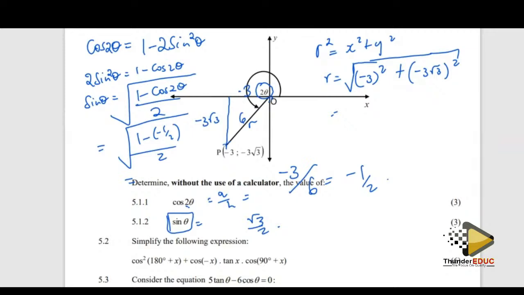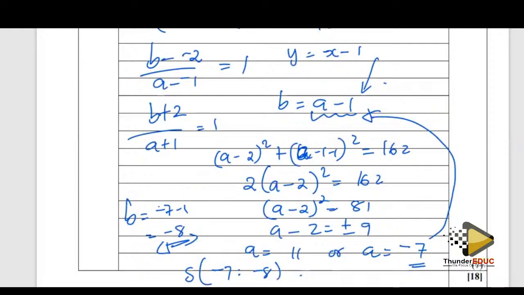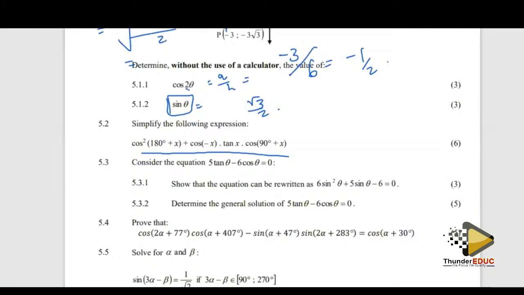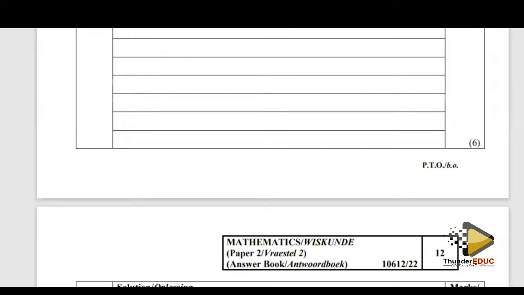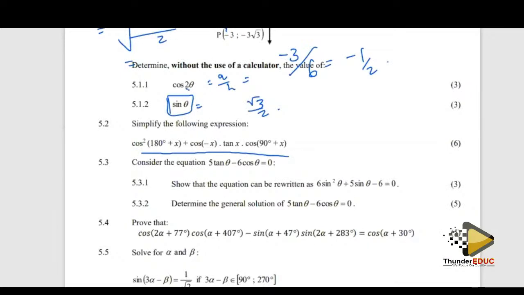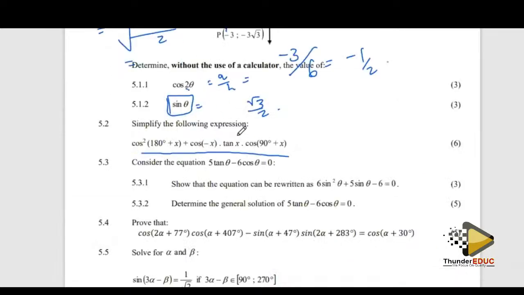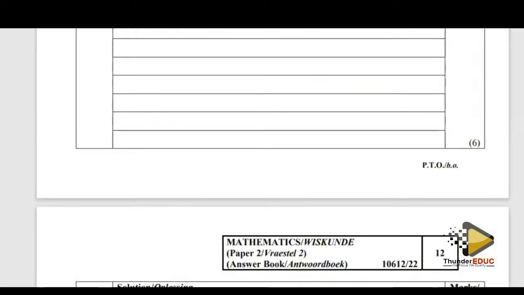Then 5.2. They want us to simplify this. Okay. Let me just do it this side. 5.2. So we have cos squared (180 plus x). And then we also have a cos of -x. And then we're multiplying by the tan x, multiplied by the cos of (90 plus x).